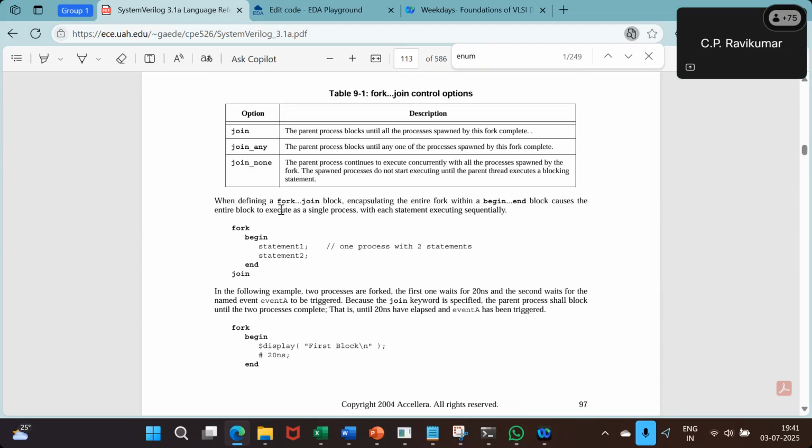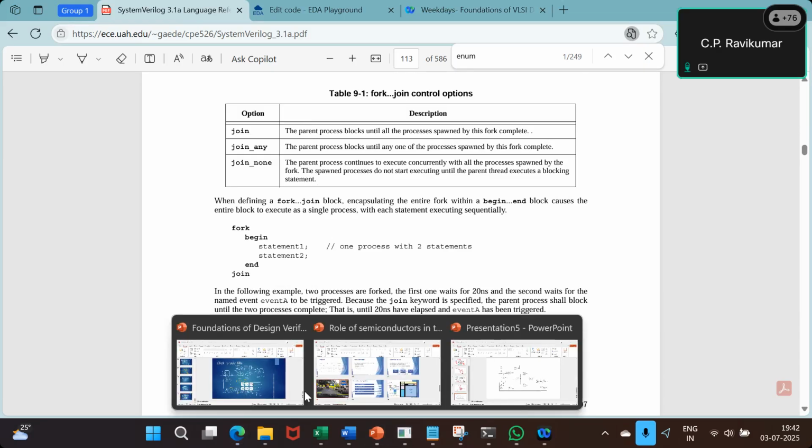Here it is. So join means the parent process blocks until all the processes spawned by this fork are completed. Join any means the parent process blocks until any one of the processes spawned by the fork is complete. Join none means the parent process continues to execute concurrently with all the other processes spawned by the fork. Okay, so it is something like this.